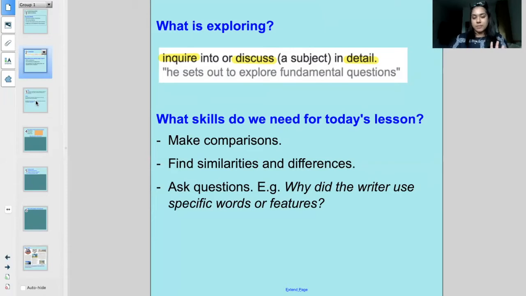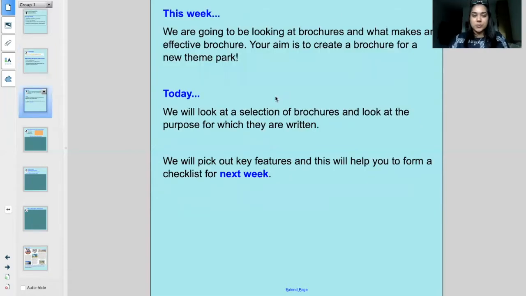Now, don't worry too much about what a brochure is. You may not know, but hopefully when you look at some examples, you will realize what a brochure is. And I'm sure that all of you have seen one before. So this week we're going to be looking at brochures, like we said, and what makes an effective brochure. So your aim by the end of these 2 weeks is to create a brochure for a new theme park. How exciting. So today we're going to be looking at a few examples of brochures to see what the purpose for which they are written.